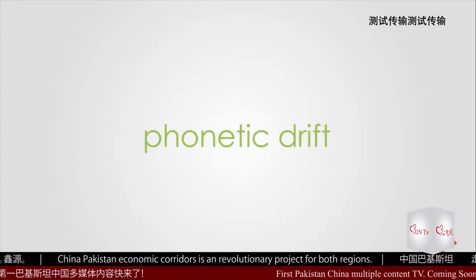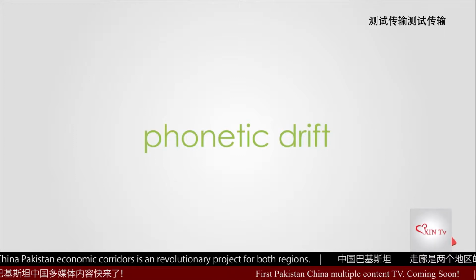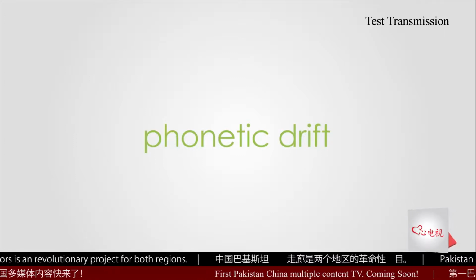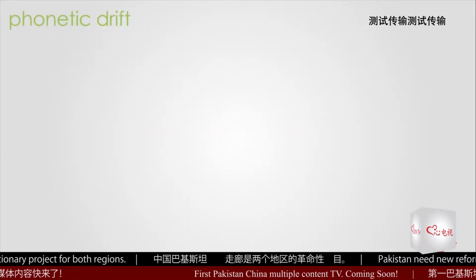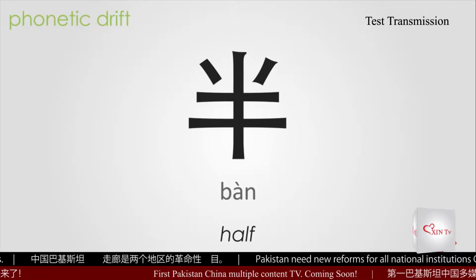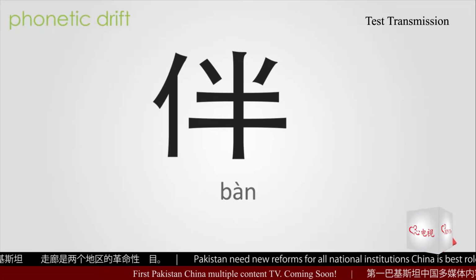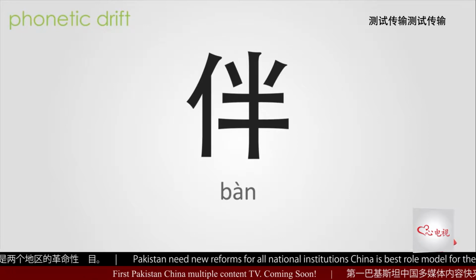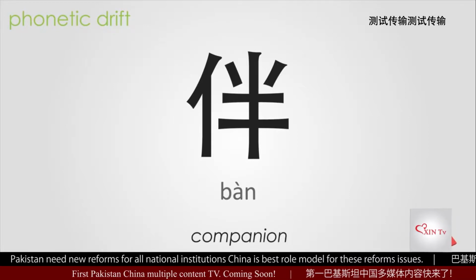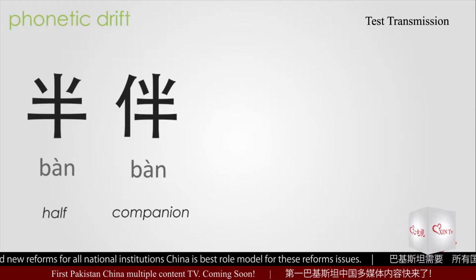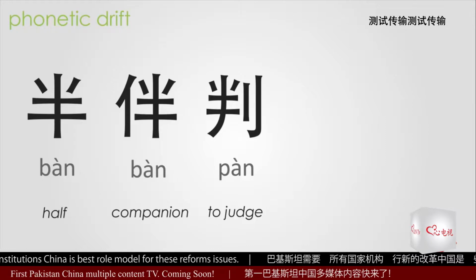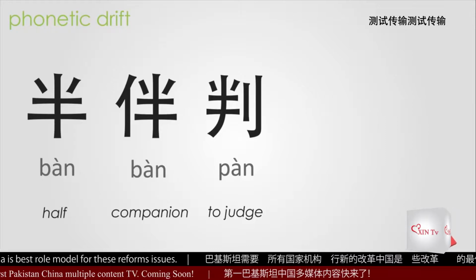The second gotcha is due to a concept we'll call phonetic drift, where the pronunciation of the phonetic component is modified between characters. Take the simple character 半 Using this character as the phonetic component, we can create a new character by adding the person radical, giving us the character 半 meaning a companion. So far, so good. However, in this character, 盼 we can see that the pronunciation has changed from the original B sound to an aspirated P sound.